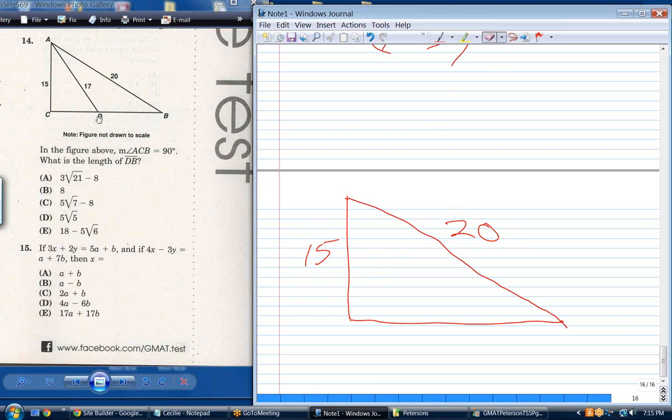If we look at our answers, they've got some strange answers down here. First of all, do we know CD? You know what kind of triangle that is? 15, what? 17. That's 8. That's the third largest perfect Pythagorean triangle.